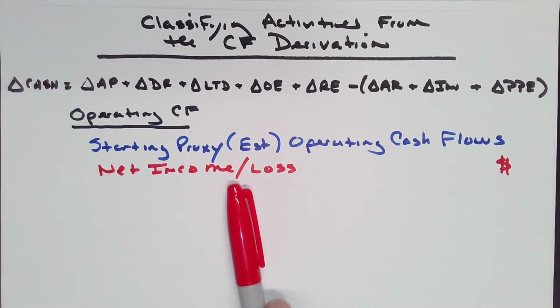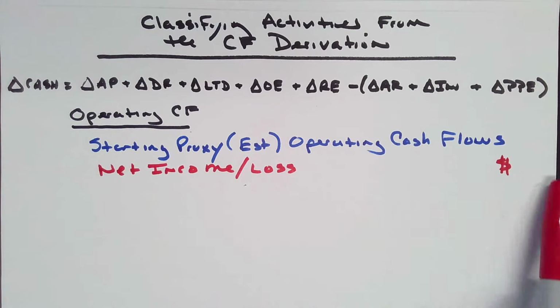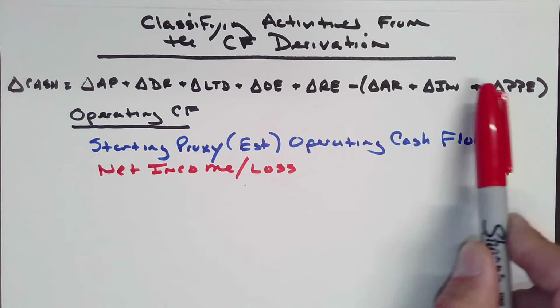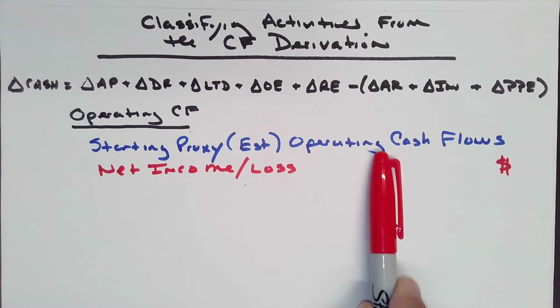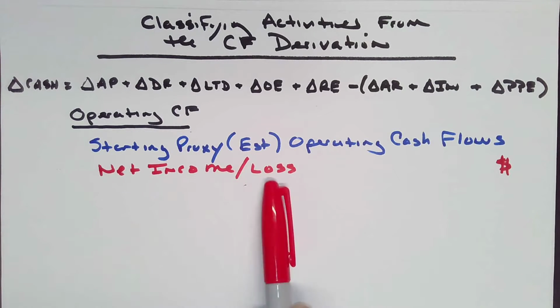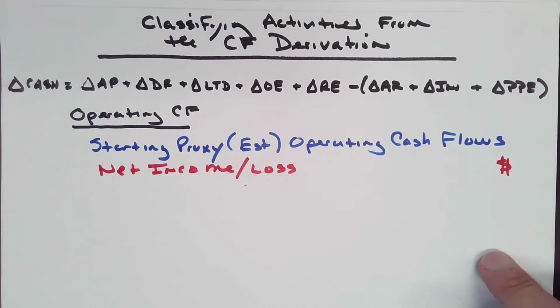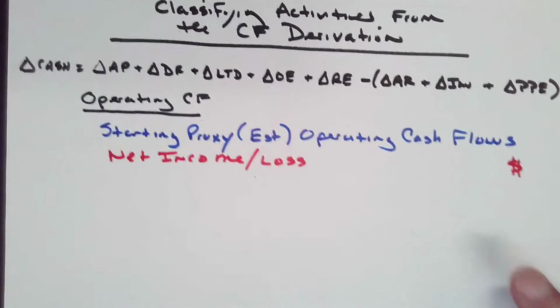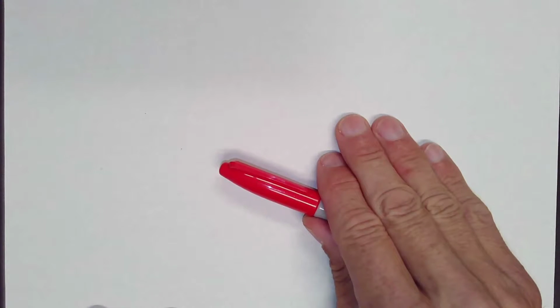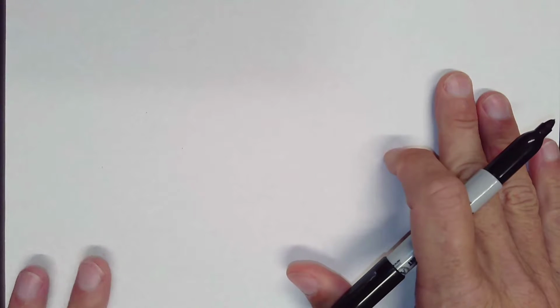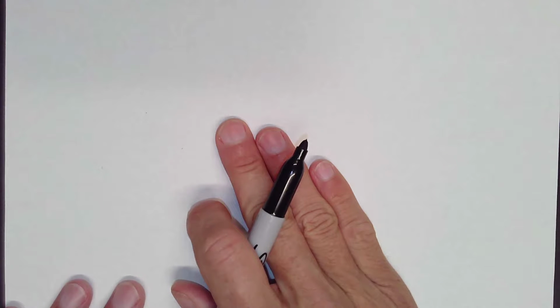And then what we're doing is we are adjusting what we see in net income or loss to get from this estimate of operating cash flows, the proxy, net income or loss, to what we believe to be a reasonable estimate for operating cash flows. So these operating accounts that we have, payables, deferred revenue, receivables, and prepaids, we can break those down into 2 different categories: operating liabilities and operating assets.